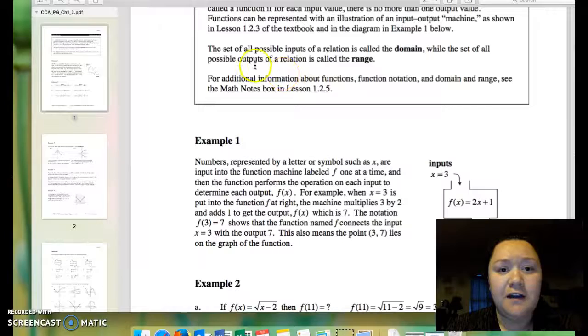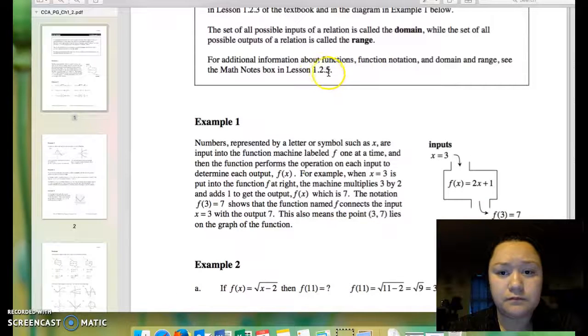The set of all possible inputs of a relation is called the domain, while the set of all possible outputs of a relation is called the range. Domain and range, that's something I recognize. I know that equations have domains and they also have ranges. Domains are all the possible x values I'm allowed to use, and the range is all the possible y values I get after I use my x values. Okay, so I have some additional resources in my textbook.